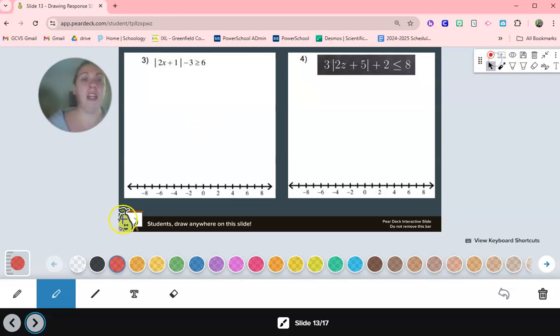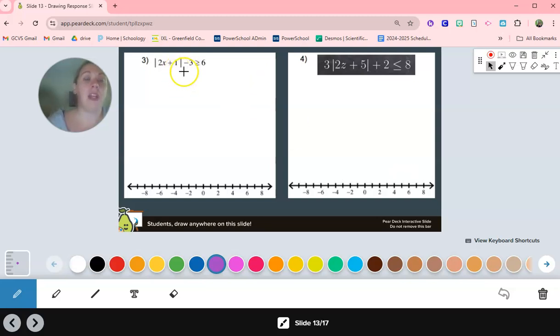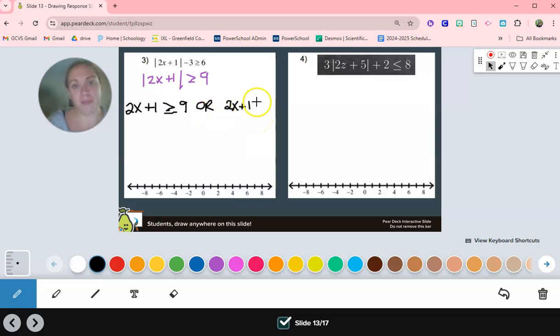So for slide 13, to get us started on the left, we need to just make sure we have the absolute value alone. So we're going to add 3 to both sides, and we get the absolute value of 2x plus 1 is greater than or equal to 9. 6 plus 3 is 9. And then we can write our two inequalities. 2x plus 1 is greater than or equal to 9, or 2x plus 1 less than or equal to -9. Switched it to less than, switched it to a -9. And now we have our two inequalities.